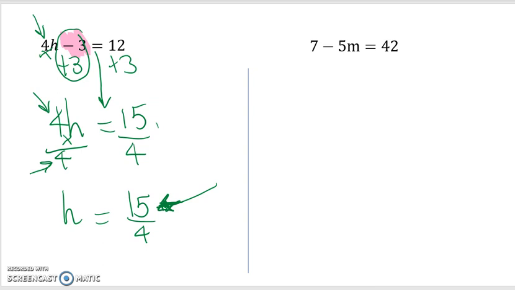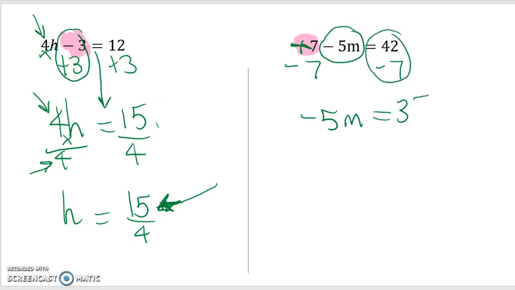Over here, I'm going to move the plus 7 first. I know it's a plus because it has no sign, and if it has no sign, there's an imaginary plus sign in front. So to reverse adding 7, I will subtract 7. And then I'm left with minus 5m. So we have minus 5m on this side, and over here 42 minus 7 is 35.